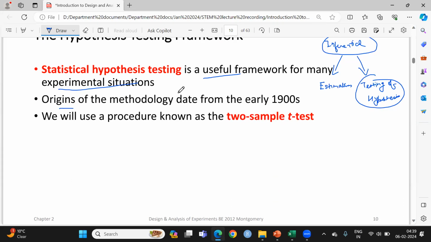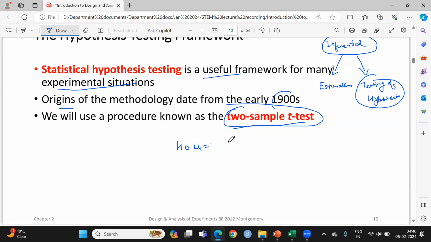The origin of the methodology starts in 1900. We will use a procedure known as the two sample t test. Why are we using only this method? Let me tell you some reasons behind that. For conducting testing of means, there are some tests available in the literature.